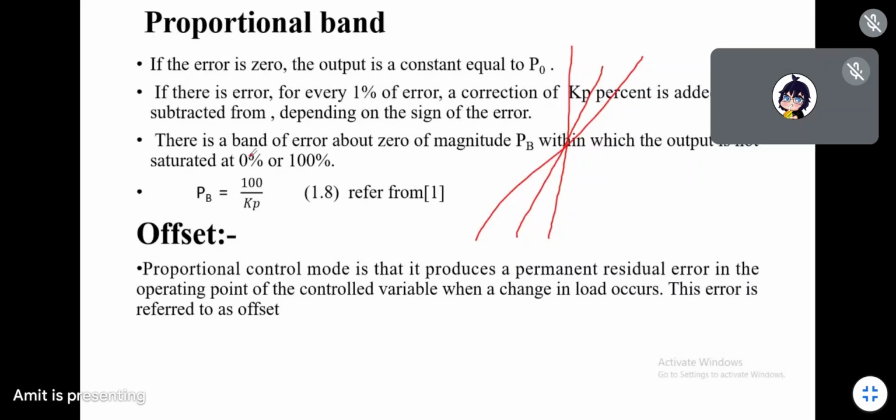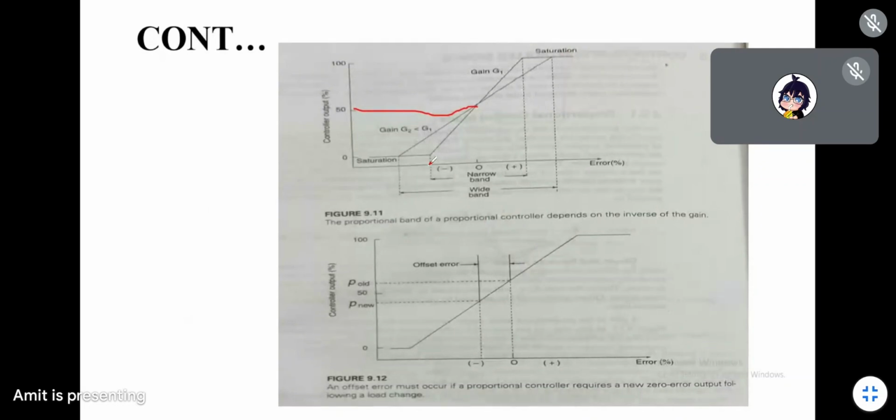So there is a band of error about 0 of magnitude dB within which the output is not saturated at 0 to 100%. So basically it is telling that from this point to this point. Beyond that it is getting saturated. Within saturation, that range is known as your proportional band.